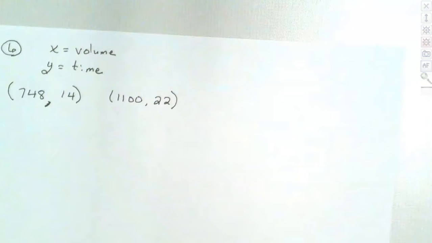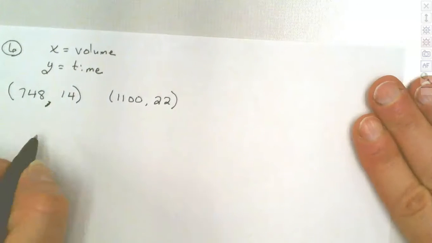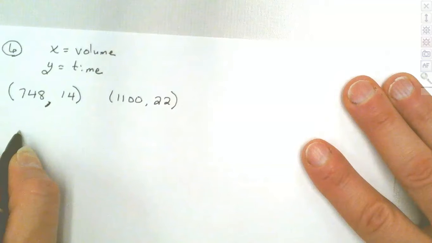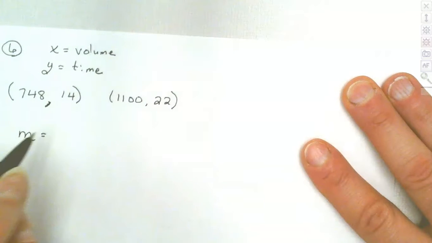So always look and see which one is the x, which one is the y. So they said x was the volume, so that means y is going to be the time. They use a t, but I think that's confusing because we're so used to using the y, just use a y. So y is the time, x is the volume. Make your ordered pairs, and now we're going to go ahead and find our slope because we've got two ordered pairs. And we always need to come up with a slope somehow.